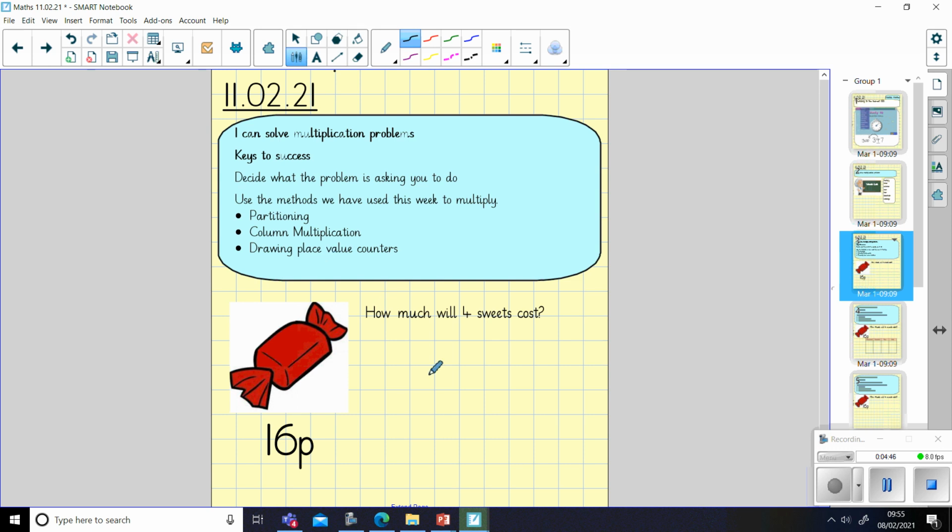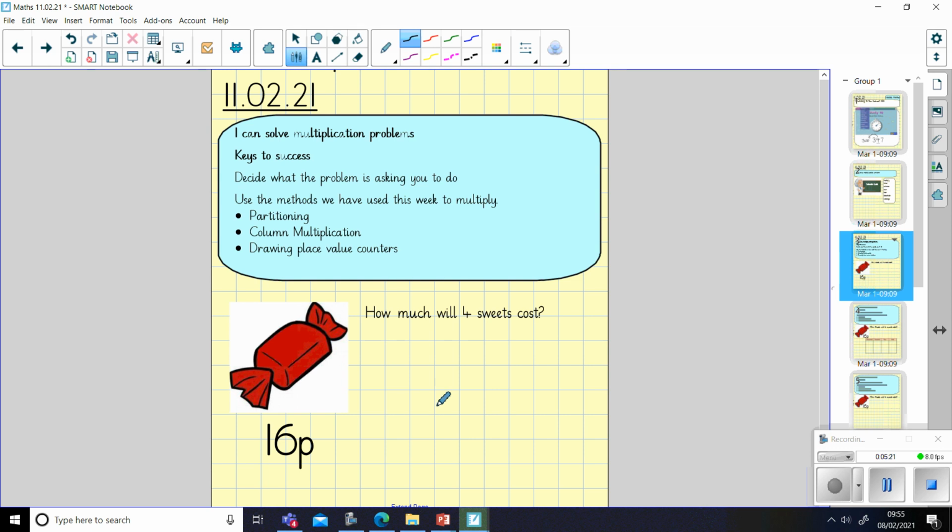It might be that you use partitioning, so we partition into tens and ones. It might be that you use your column multiplication. It might be that you draw some place value counters. Whichever method you use today is absolutely fine, as long as we are multiplying and looking at the problem and picking out the correct information. So today we are going to look at 16 multiplied by 4.